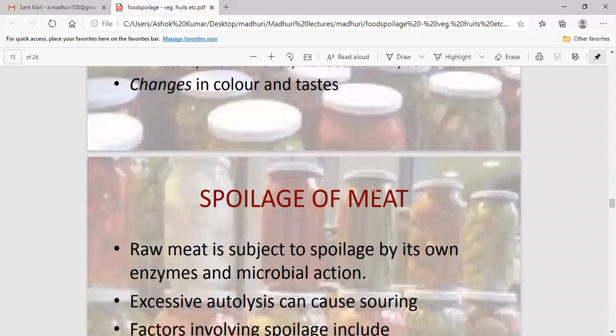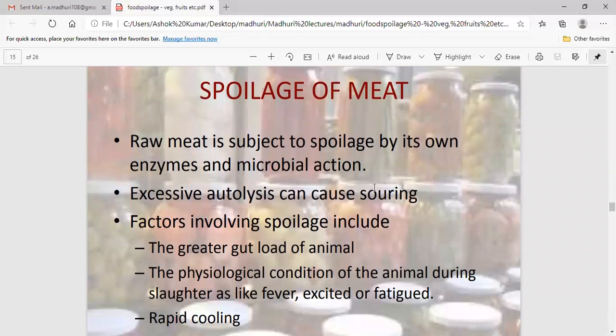Next is spoilage of meat. Raw meat is subject to spoilage by its own enzymes and microbial actions. When we are talking about meat, we know that it is taken from animals. First the animal will be killed and then the meat will be removed. So the animal body will have different enzymes in it. So when we take the raw meat also, that meat will have some enzymes, and microbes will also be there in that meat, right? So the spoilage of the raw meat will happen by the enzymes and microbes which are present in the meat itself. And excessive autolysis can cause souring.